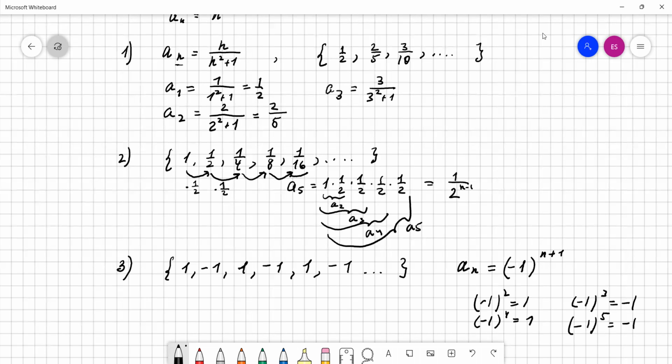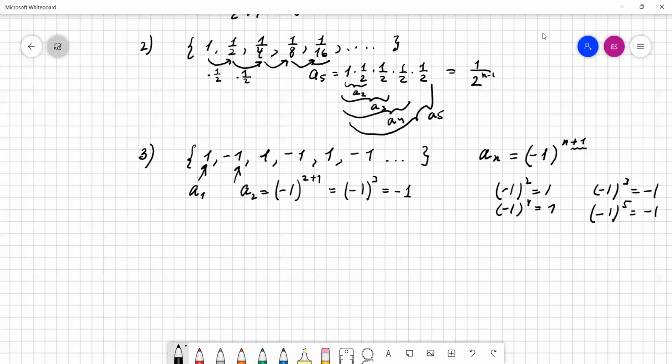Now, how is the power going to be connected to position? We see that the term a1 is going to have a positive power. If we just put n here without plus 1, we are going to get minus 1 to the power of n, and in our case n is 1. That's going to give us minus 1 to the power of 1, which is minus 1. But we want a positive result, so we add 1 here and get 1 plus 1 is 2. Minus 1 to the power of 2 is 1. But when n is 2, a2 is going to be what? Minus 1 to the power of 2 plus 1, which is minus 1 to the power of 3, or minus 1. That's exactly what we have, you see?